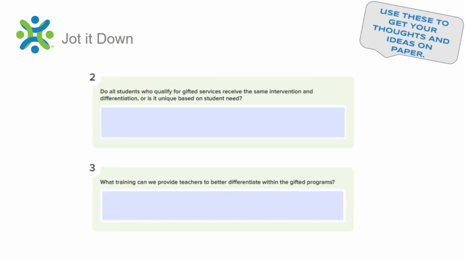If all of your students who qualify for gifted services receive the same treatment or intervention, in other words, if it is one size fits all, then this is an opportunity for you to rethink that service model. Providing services that are matched to student need increases the fidelity of the services and the efficacy of them. All of that leads to student growth. While you are thinking through what model to use, it is important to think about what training must be provided and to whom.